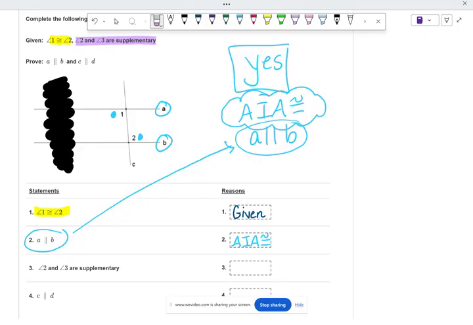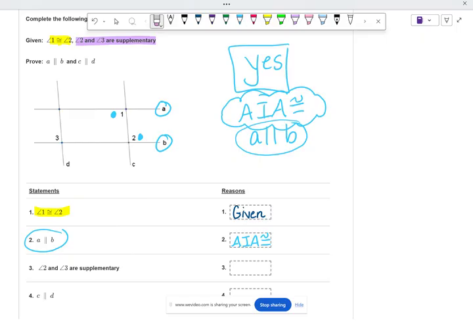All right, let's get rid of all of the things that we did to help us take care of statement number 2. Now let's look at statement number 3. They say angle 2 and angle 3 are supplementary. Well, look, y'all, that was up here in our given. So the reason for number 3 is given.